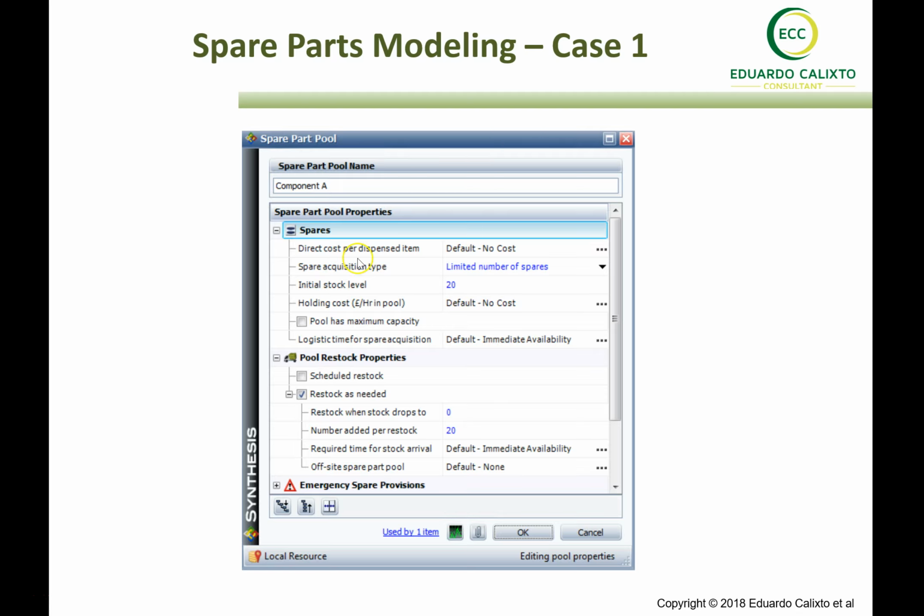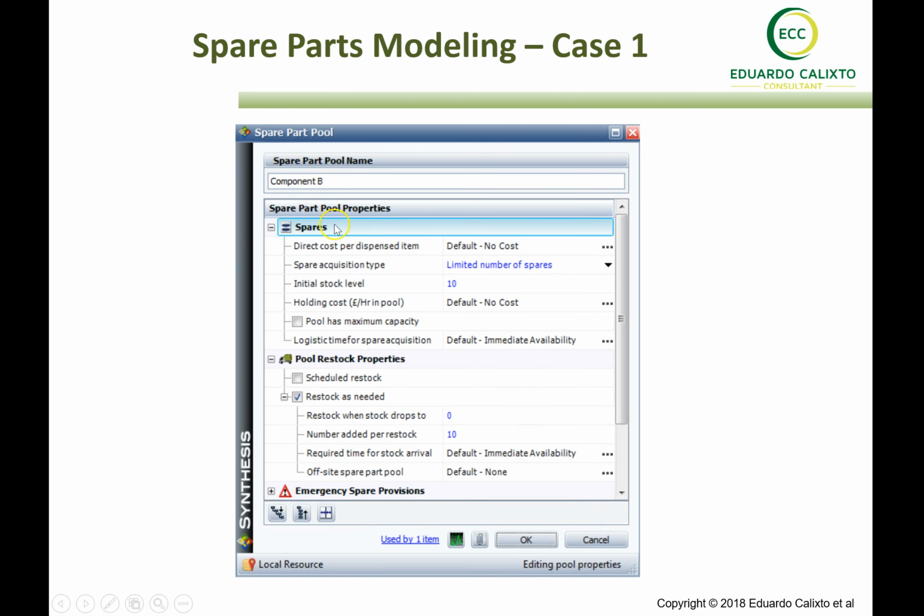That will be demonstrated so far. But here we consider that initially we buy all the spare parts for the whole life cycle, and we can put some logistic time on spare parts acquisition in here. When the restock drops to zero, we replace for another 20. So if you have a new plant or a life cycle of more than 20 years, we replace again from the beginning.